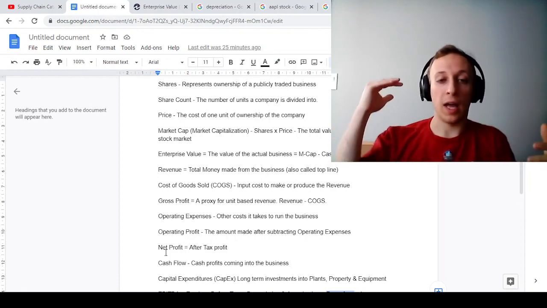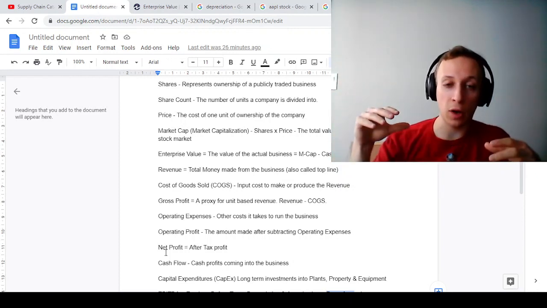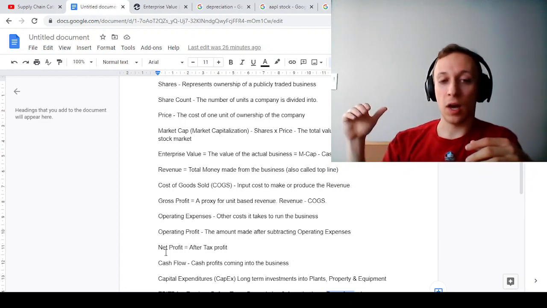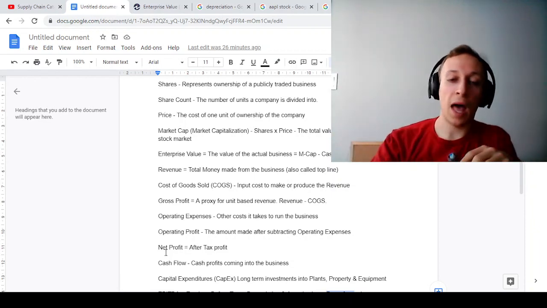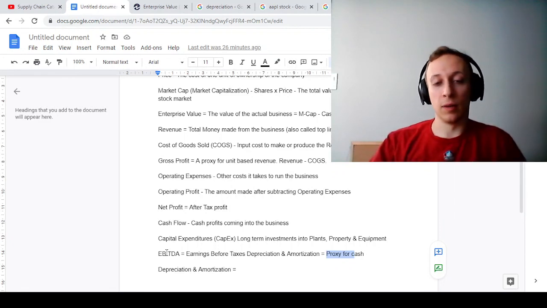So revenue, how much you bring in; gross profit, how much you bring in after accounting for the input costs. So again, the lemon and the sugar there. Operating expenses, how much it costs to run the business. Operating profit, how much you make after spending all that. Capital expenditures, long-term investments into things. And then, yeah, hopefully that made some sense.